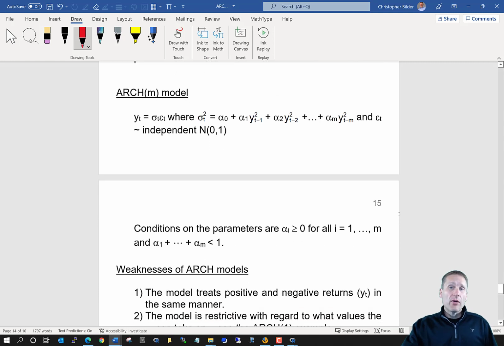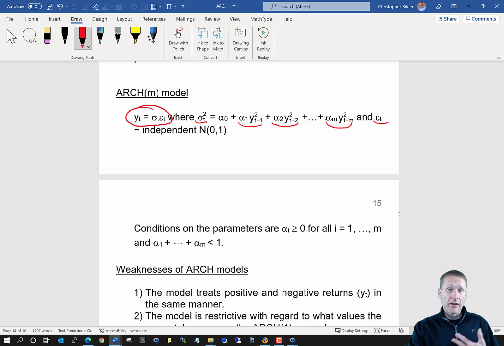Now, one could also generalize an ARCH 1 model to an ARCH M model, where M is the order or the number of what we think of as AR components to our model. So we could have y sub t equal to sigma t times epsilon sub t, where sigma t squared now is alpha 0 plus alpha 1 times y sub t minus 1 squared. Then we have a second term, and then we go all the way up to an mth term with this particular model.